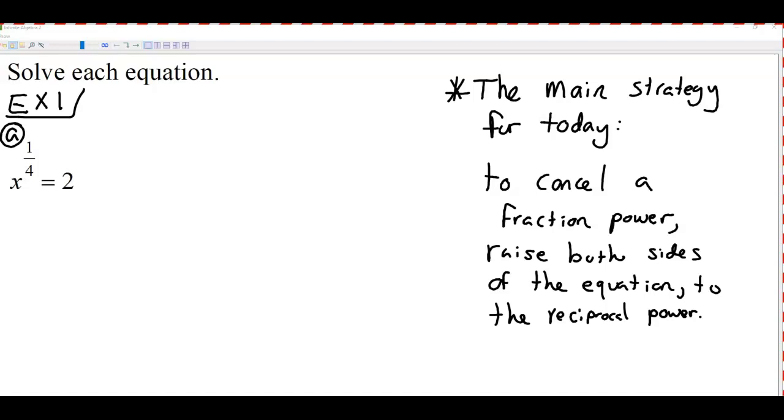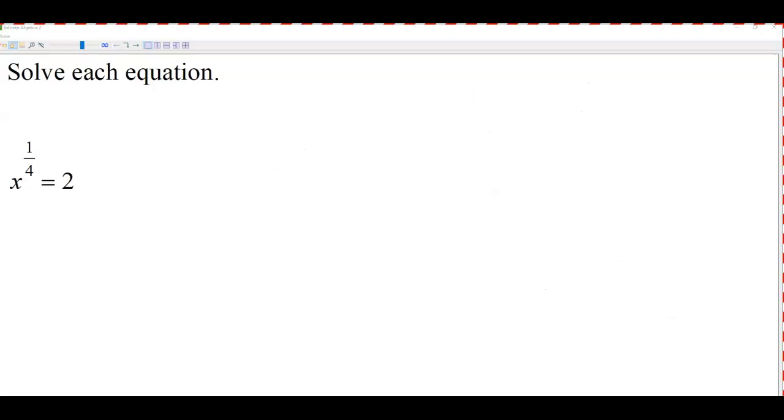So you don't need to write this. I'm just going to review something with you before we get started. We talked yesterday about how if you have x squared and you raise it to the 5th power, you multiply those together to get 10. We also talked about what we're going to do today, which is use that to cancel this power out. So we have x to the 1/4 equals 2.